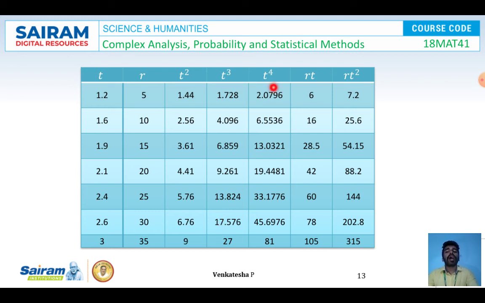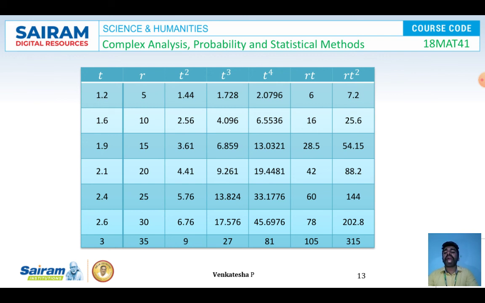T power 4. Applying power 4 for t, I got 2.0736, 6.5536, 13.0321, 19.4481, 33.1776, 45.6976, 81. Next is rt. By multiplying r into t, I got 6, 16, 28.5, 42, 60, 78, 105. Next is rt square. Multiplying r with t square, I got 7.2, 25.6, 54.15, 88.2, 144, 202.8 and 315.